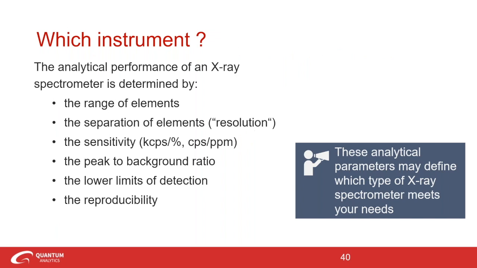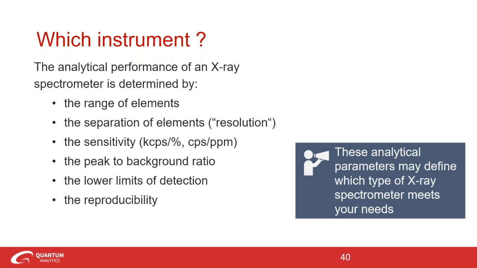Of all these things we just talked about, one can say that the analytical performance of an XRF spectrometer is determined by the range of elements, right? Do you want to go down to beryllium, or is sodium the last element you really need to have measured? Separation of elements: do you accept less accuracy because the resolution of the peaks is not so good? Maybe you don't need to see that well.